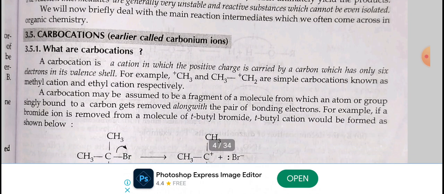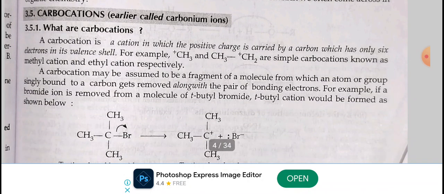Carbocations. What are carbocations? A carbocation is a cation in which the positive charge is carried by a carbon which has only 6 electrons in its valence shell. For example, methyl carbocation and ethyl carbocation are simply known as methyl cation and ethyl cation, respectively.